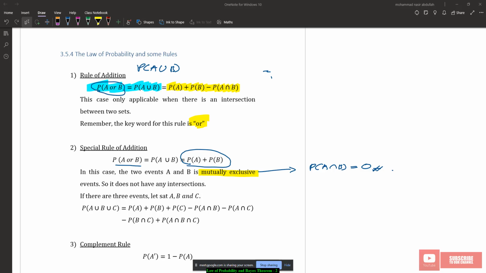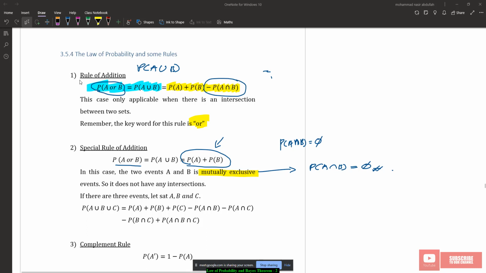As I said previously, when you have a mutually exclusive event, the probability of A intersect B should be equal to the null set. Since the probability of A intersect B is 0, where originally we need to subtract the probability of A intersect B, it will leave us with the probability of A plus the probability of B. So this is the rule of addition.